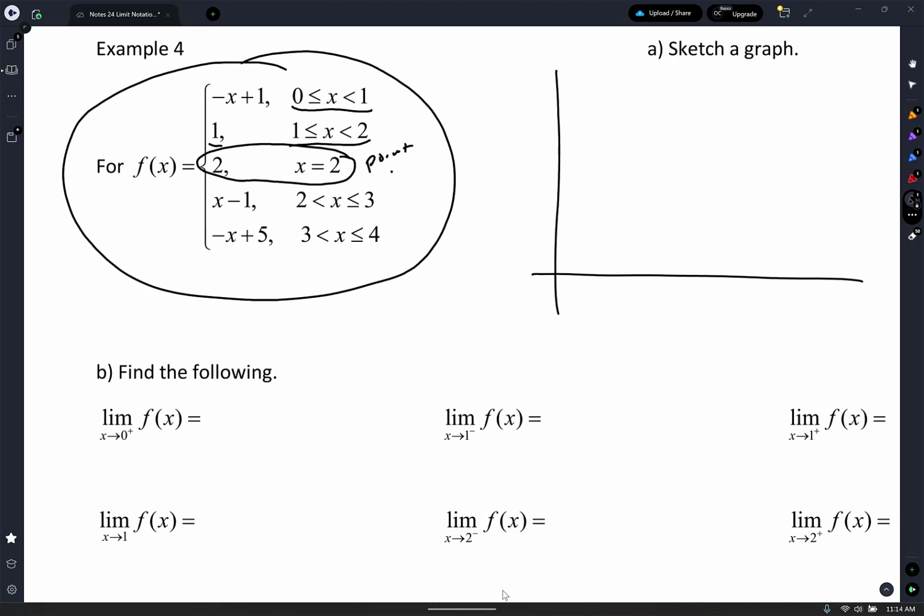At 0, this has a y-intercept of 1. And at 1, negative 1 plus 1 is 0, but that's going to be a hole. So hole, and I just connect the lines, or the points. Well, I guess technically that's not a point, right, because it's a hole. So do that.